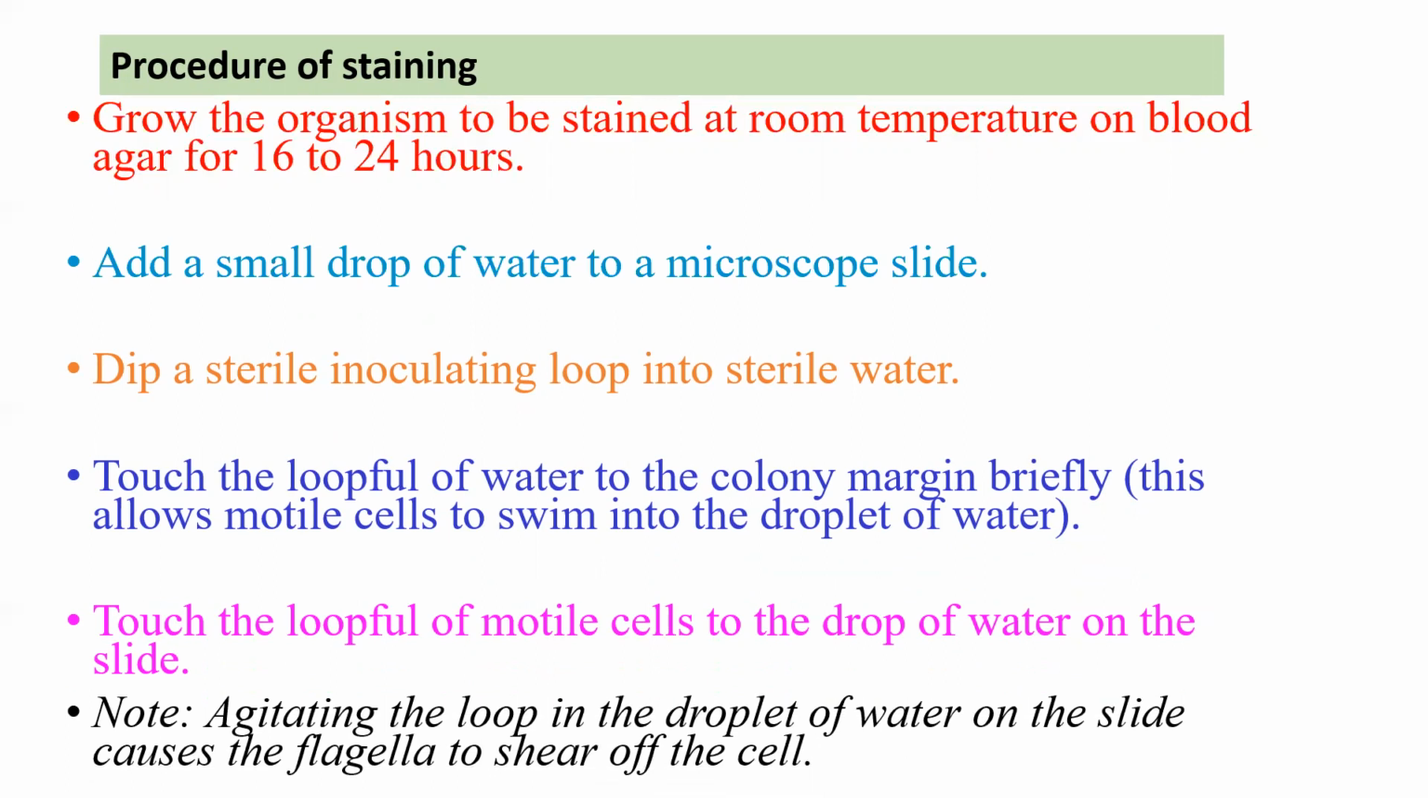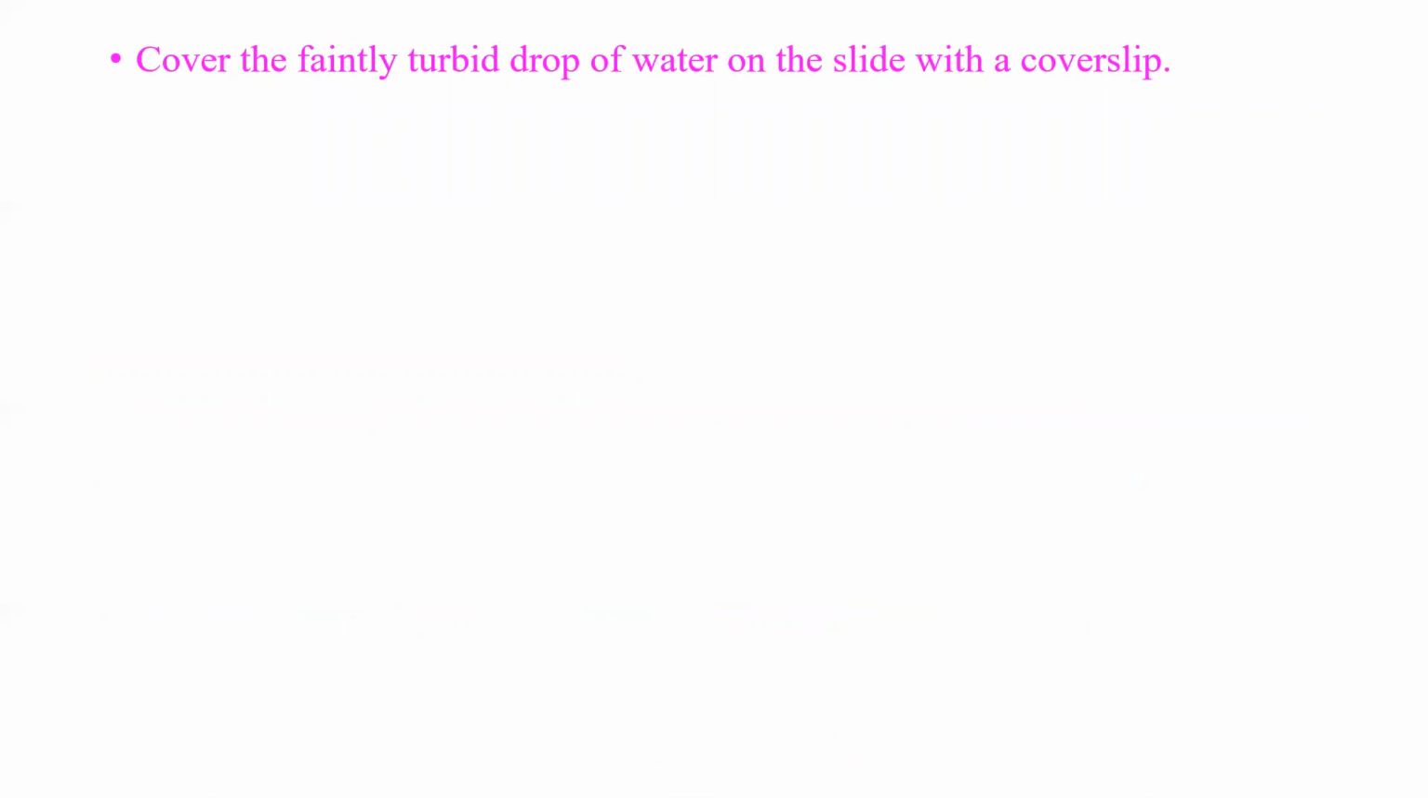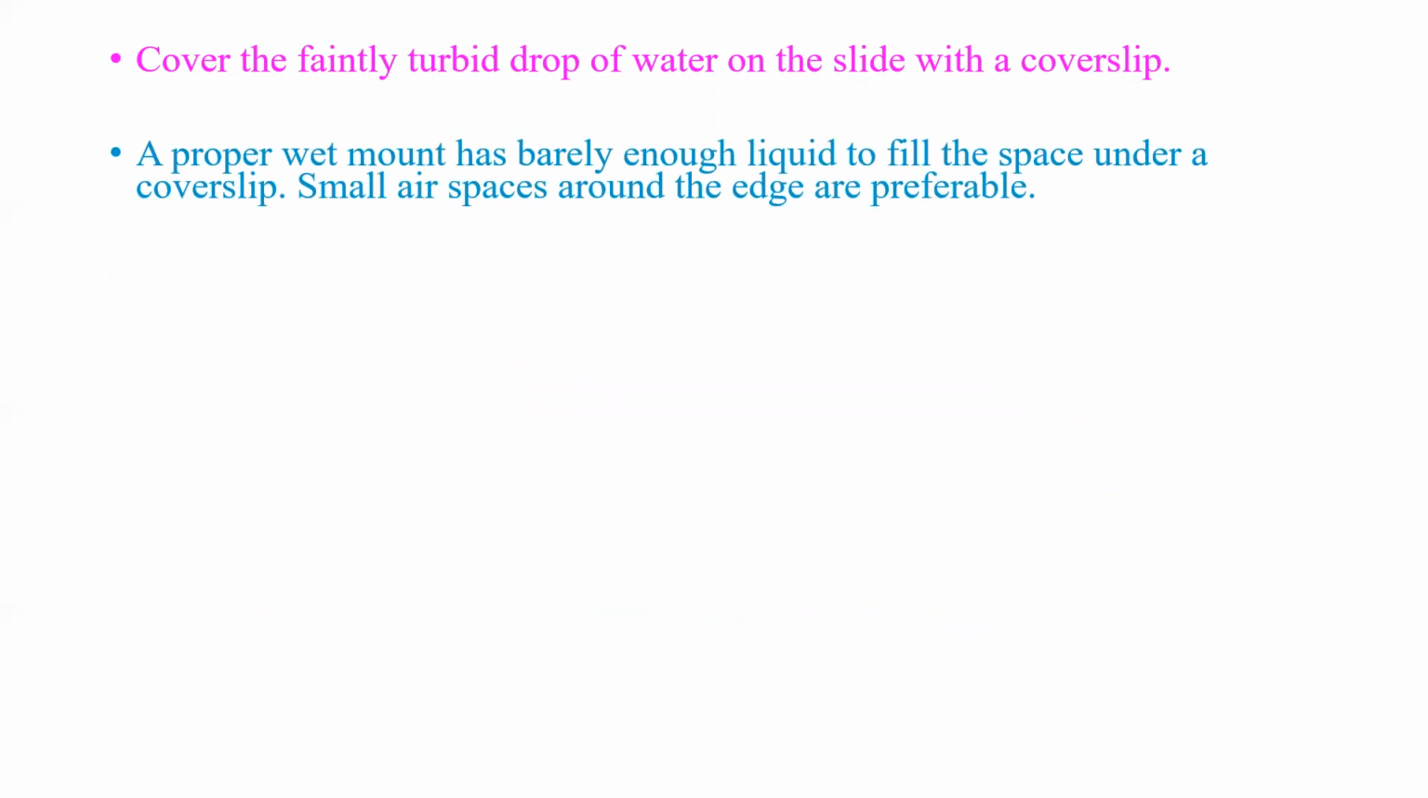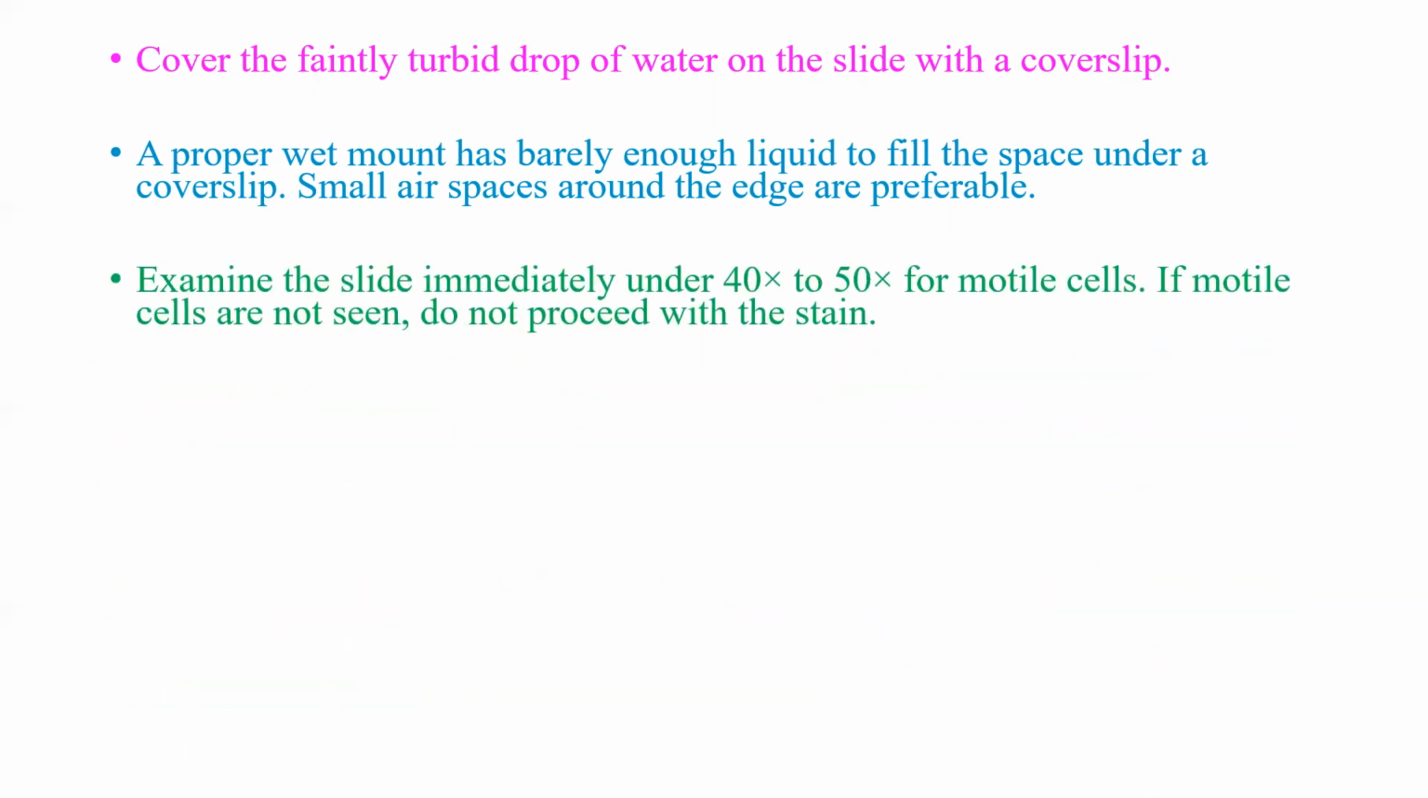Agitating the loop in the droplet of water on the slide will cause the flagella to shear off the cell. Cover the faintly turbid drop of water on the slide with the cover slip. Now, a proper wet mount has barely enough liquid to fill the space under a cover slip, so small air spaces around the edge are preferable.